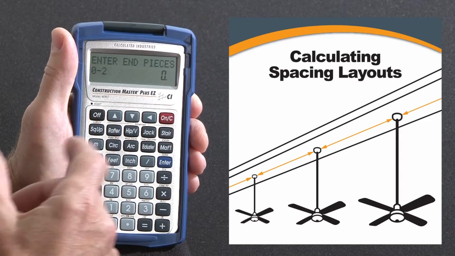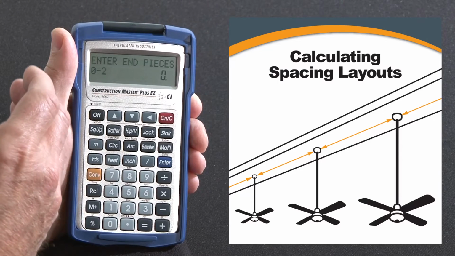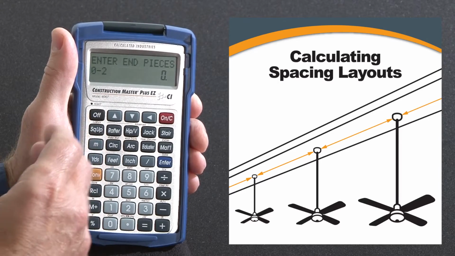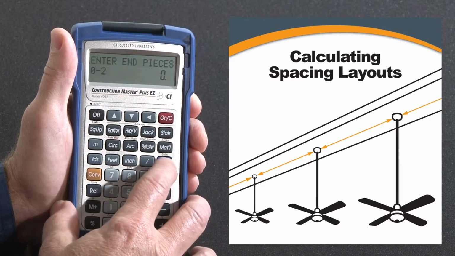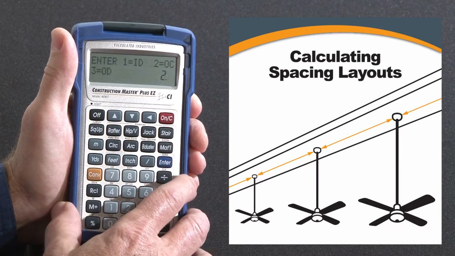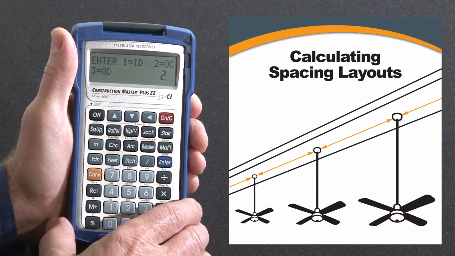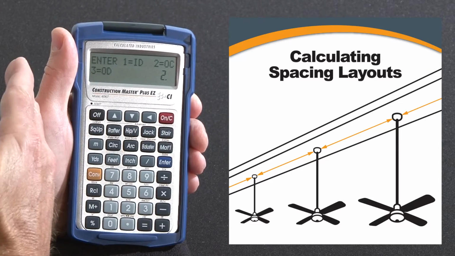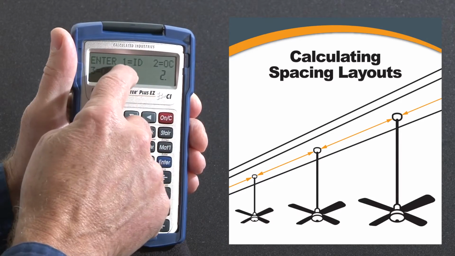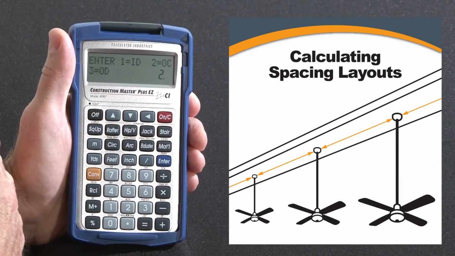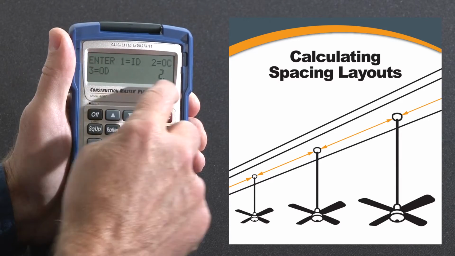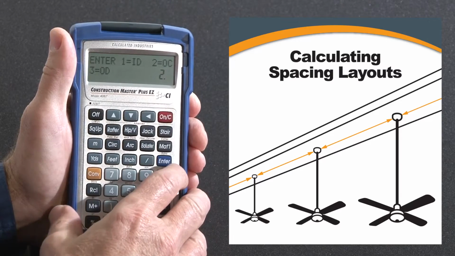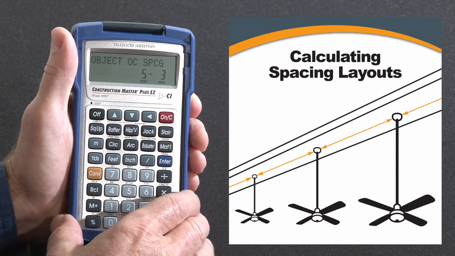Now it's asking enter the end pieces. That's if we are starting with something at both ends or just one of the ends. In this case, we're not going to have a fan at the end, so 0 is the appropriate answer. That's the default value. Now it's asking whether we want to have measurements from the wall to the first edge of the object, which would be the interior diameter, or the wall to the outside edge of the object. And the default value is on center. We're going to use on center, particularly for hanging a fan.